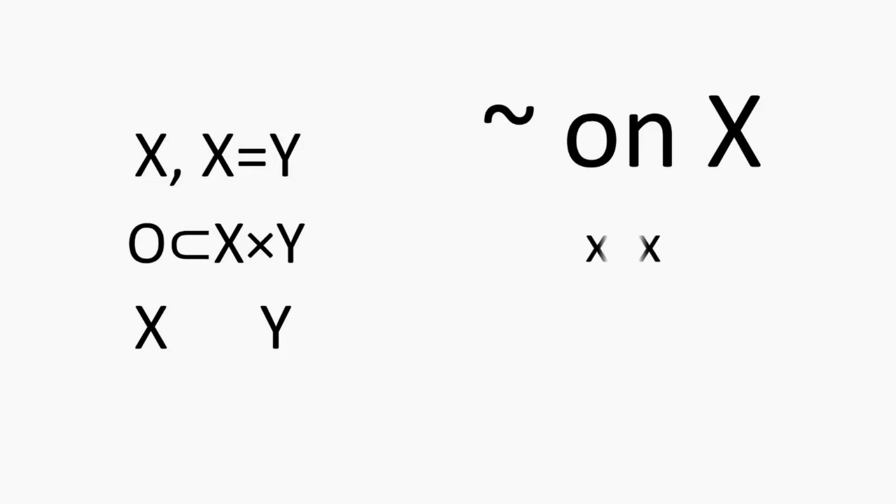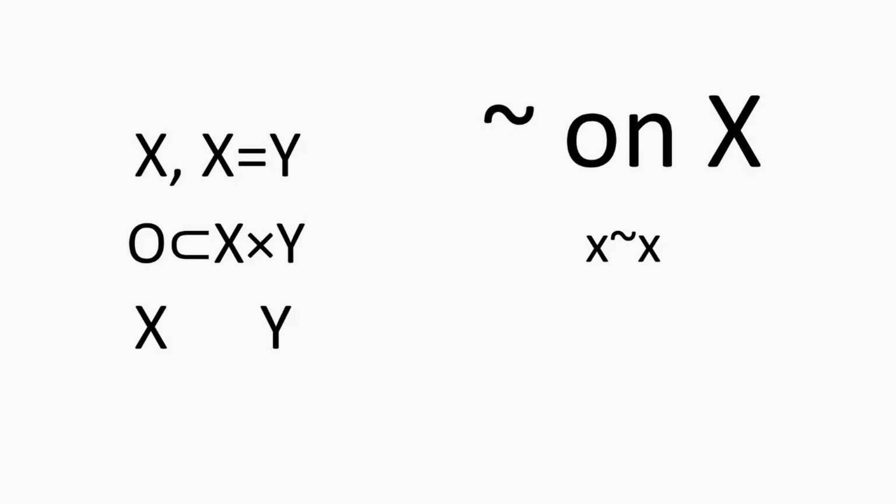The next element is the binary relations. For any two sets x and y, any subset of the Cartesian product is called a binary relation between x and y, or simply on x if x is equal to y. A binary relation on x is called an equivalence relation if all conditions are met with the next requirements.